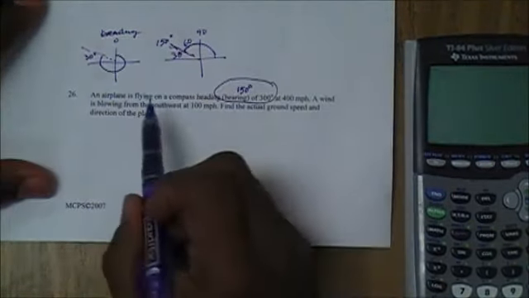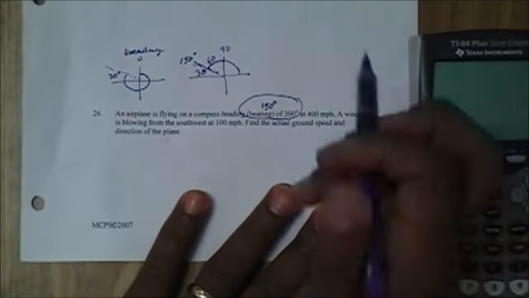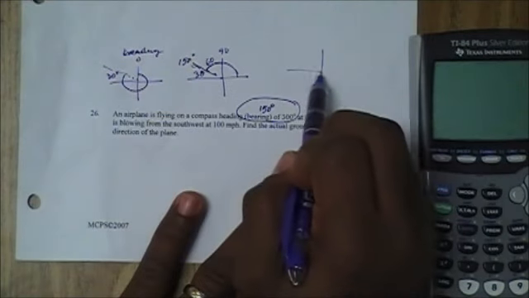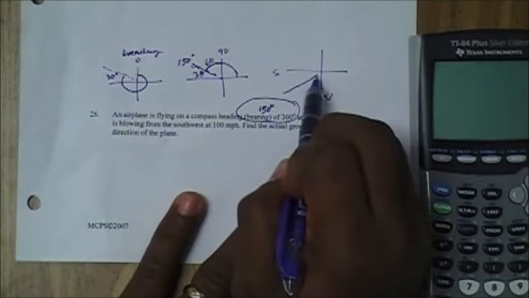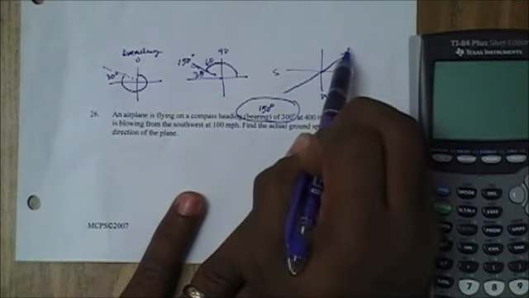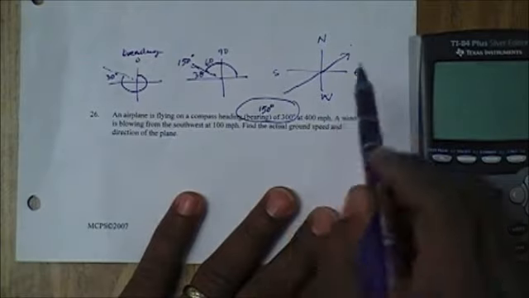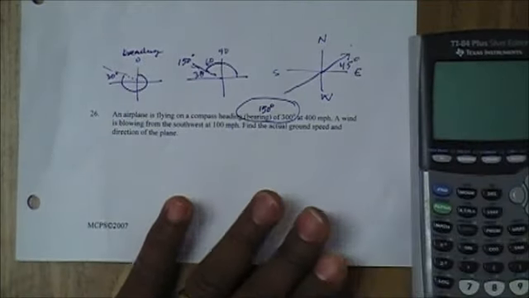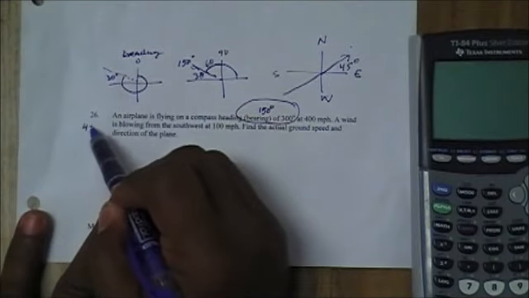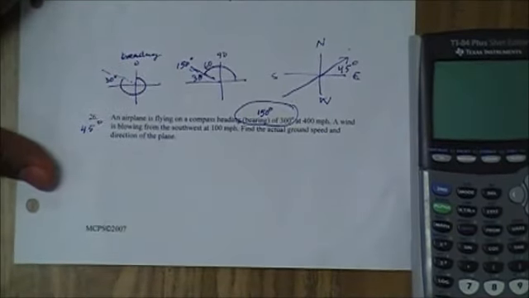And then we went from the southwest. If it's blowing from the southwest towards this way, then it would be going to the northeast, and northeast would be 45 degrees. Now we have those two things that we had to translate.